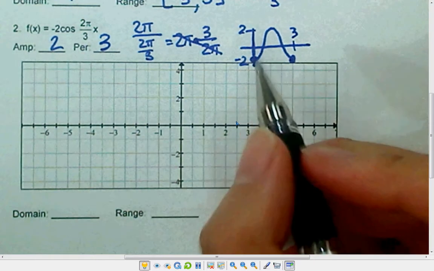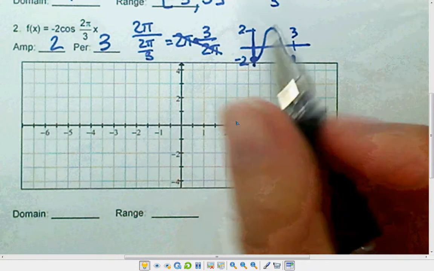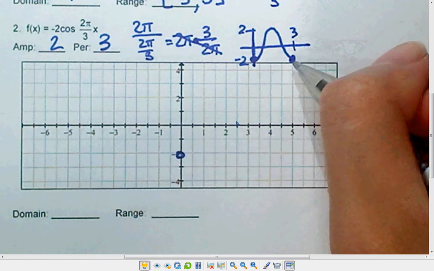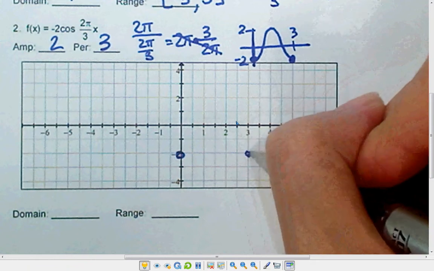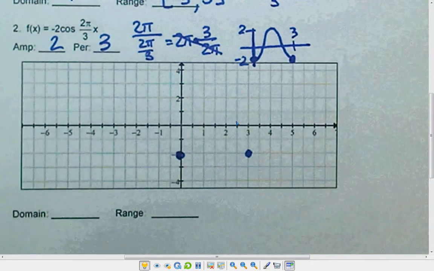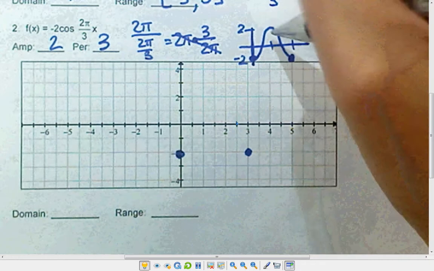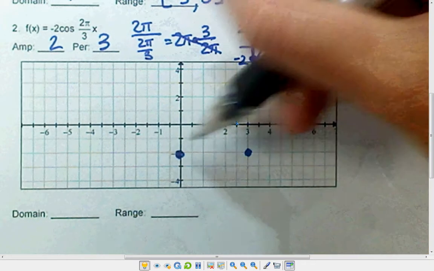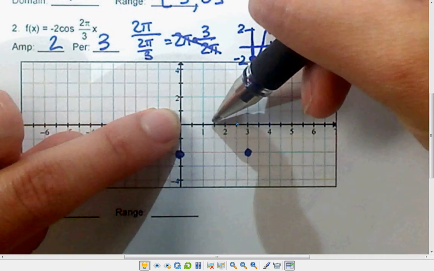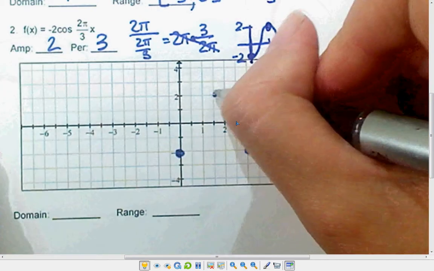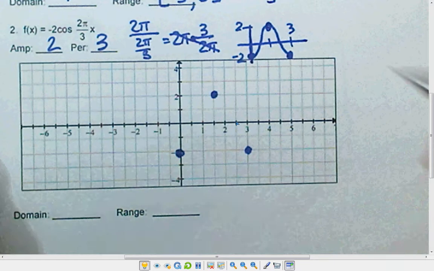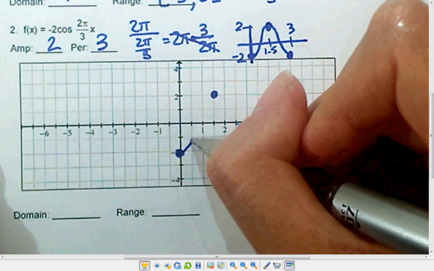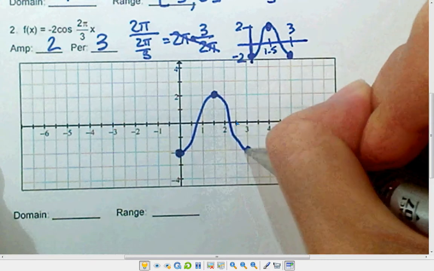So let's plot at first these 2 points. This one is right at negative 2. And I also know that if I go to 3 on my x-axis, it should also give me a negative 2. And halfway in between these two is where it's going to go all the way up to the top of the hill, which is going to be at positive 2. So halfway in between 0 and 3 is going to be 1.5, and up here is where it's going to go up to 2. So this is 1.5. And then we're just going to connect this, and this is one period.